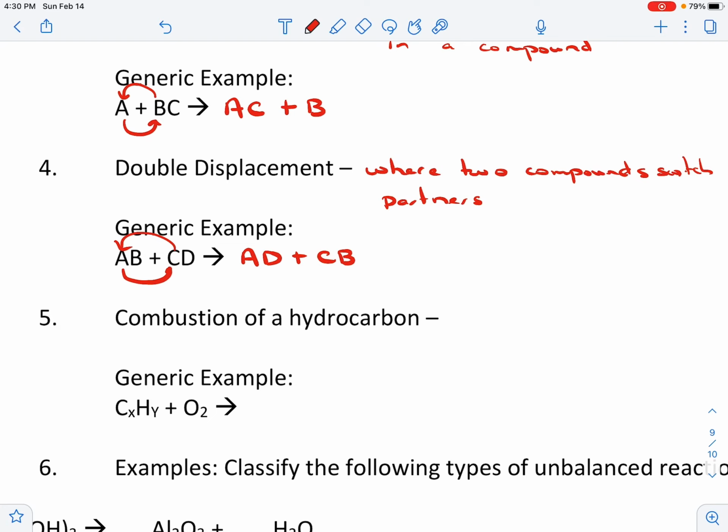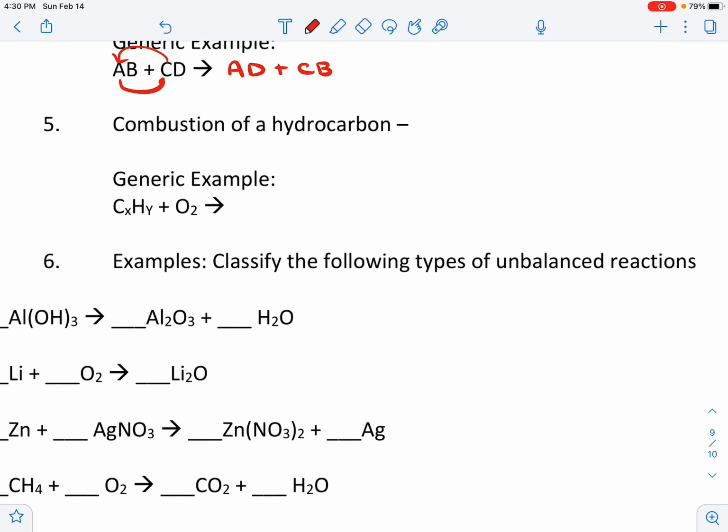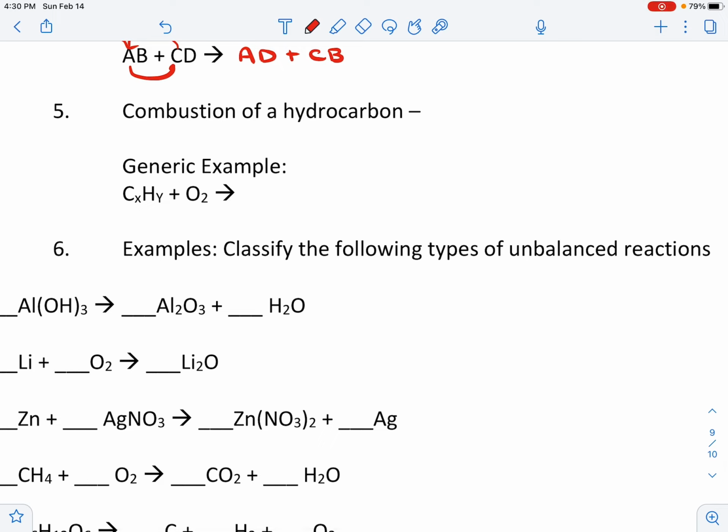Our last type of chemical reaction is a combustion of a hydrocarbon. Combustion of a hydrocarbon means that we're burning a hydrocarbon. We have a little generic: CxHy, and this can be any numbers, 2, 10, 50, plus O2. But in a combustion of a hydrocarbon, we're always going to get carbon dioxide and water. This is what we get every single time we burn a hydrocarbon, CO2 and H2O.